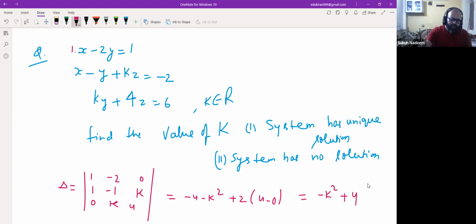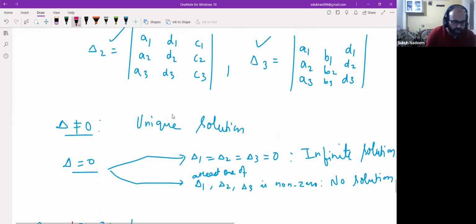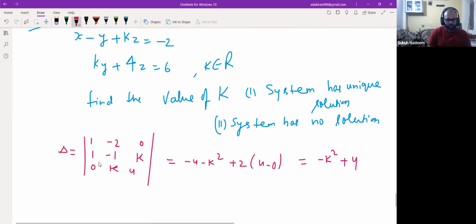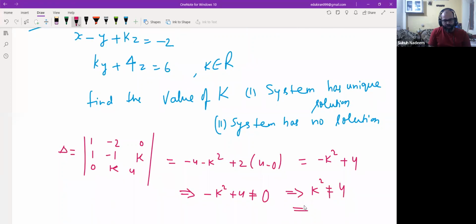Now, what is the condition for a unique solution? Delta is not equal to 0. Not delta is equal to 0, but delta is not equal to 0. So minus k square plus 4 should not be equal to 0, which means that k square should not be equal to 4, which means k should not be equal to plus 2 or minus 2, both. k cannot be 2, k cannot be minus 2 also.